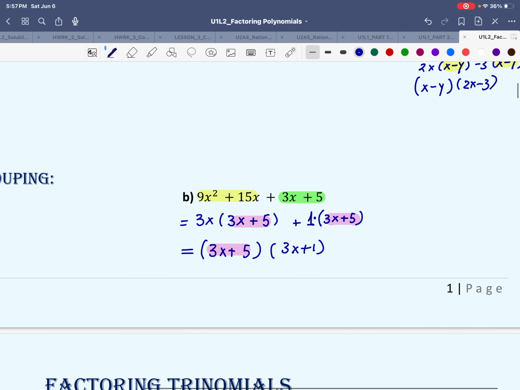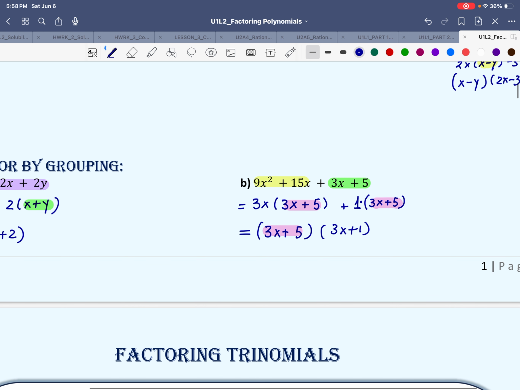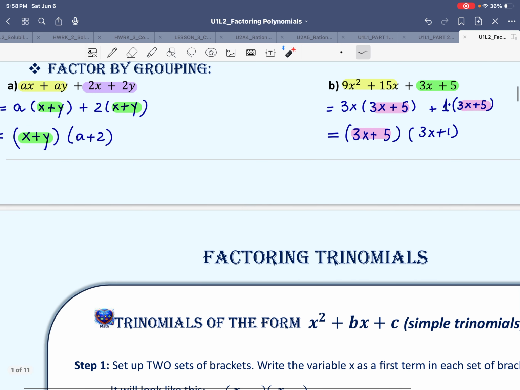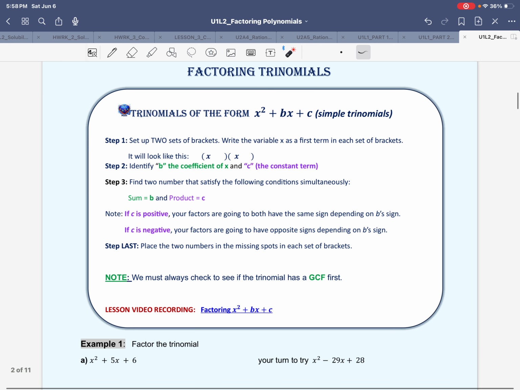Now, factoring by grouping can be very simple. It can also be very complicated depending on the difficulty level of the polynomials that participate in the expression. And factoring by grouping is applied to more than 4 terms as well, but we're going to look at more examples later. Next, we're looking at factoring trinomials of the form x squared plus bx plus c.